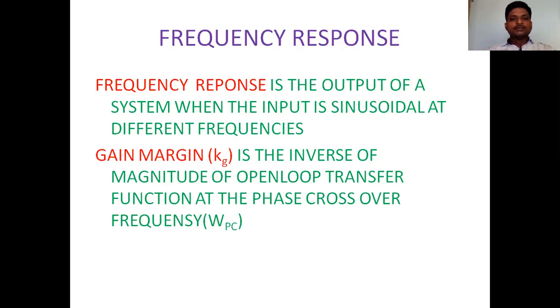gain margin. So gain margin is the inverse of the magnitude of the open loop transfer function at the phase crossover frequency omega pc, which means at the phase crossover frequency we are going to measure the magnitude and we are taking the inverse. So it is the inverse of the magnitude of the open loop transfer function at omega pc. So Kg is equal to 1 by mod G of j omega at omega pc.